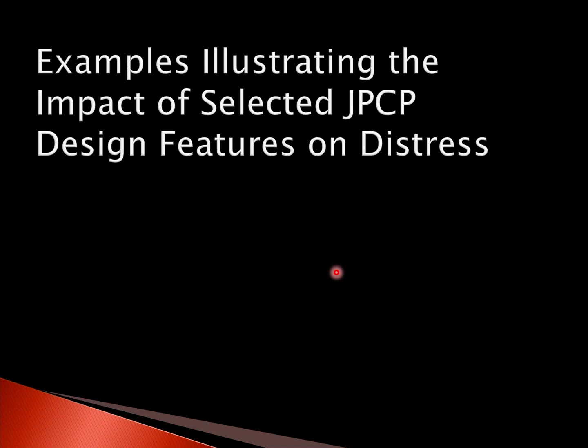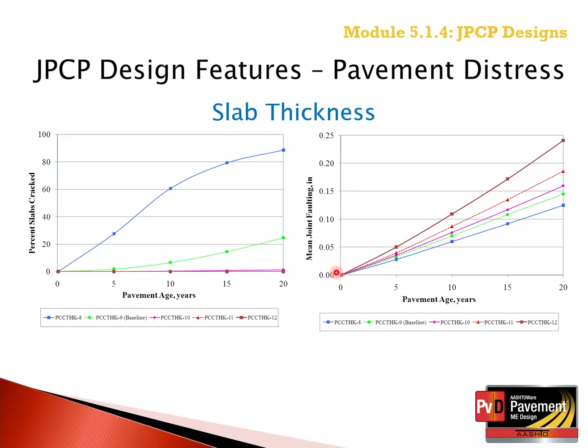This section of the module is simply going to include selected examples illustrating the impact of selected JPCP design features on mid-slab cracking and transverse joint faulting. Most of these are going to be design features that the user has control over. However, we will also include examples that are typically not controllable by the user and/or designer.